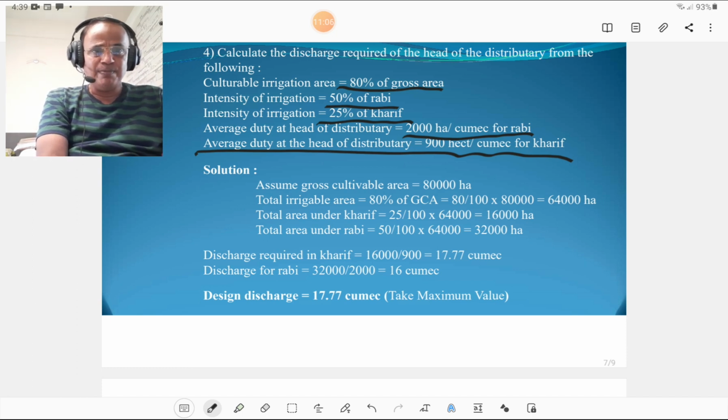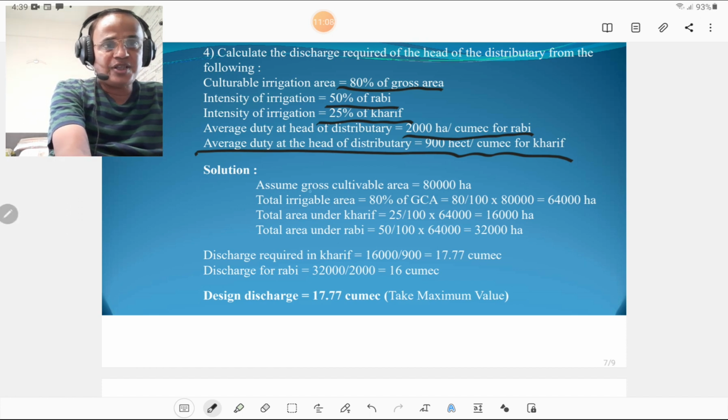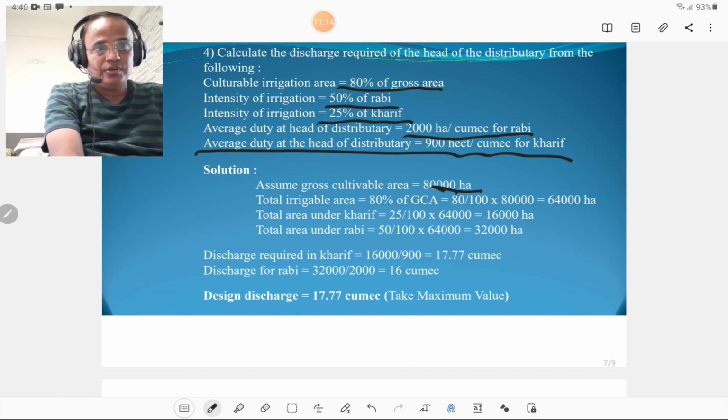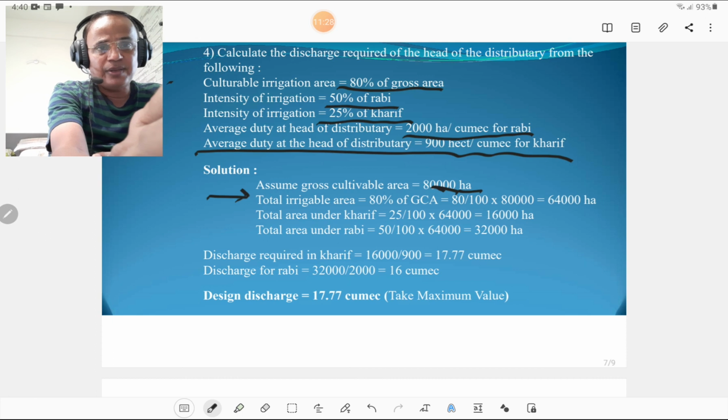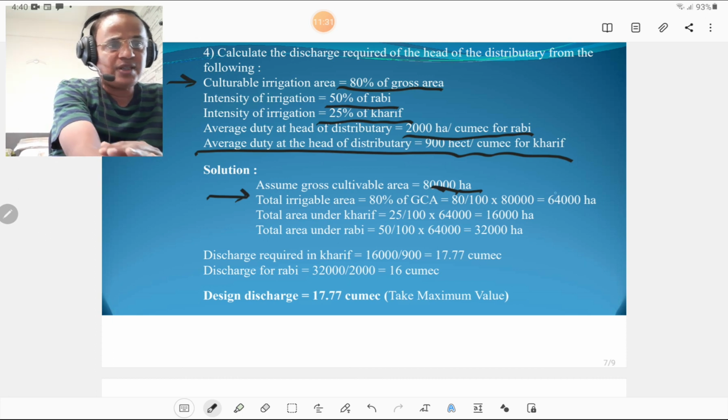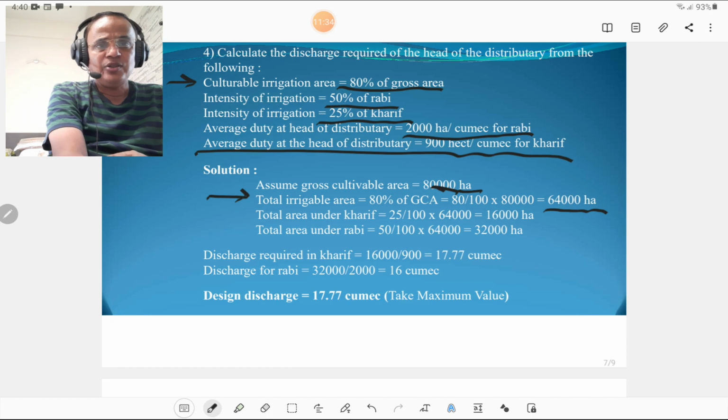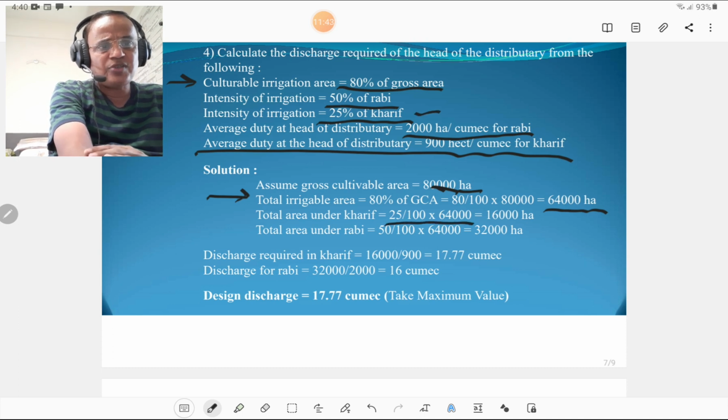So it is a very simple problem. If gross culturable area is given, we assume it as 80,000 hectare, then total irrigable area is 80% of the GCA, which is given in this problem. So 80% of 80,000 is 64,000 hectares. Then total area under the Kharif is 25% of that. So 25% of the 64,000 works out to be 16,000 hectare.